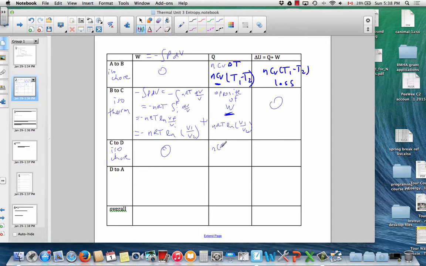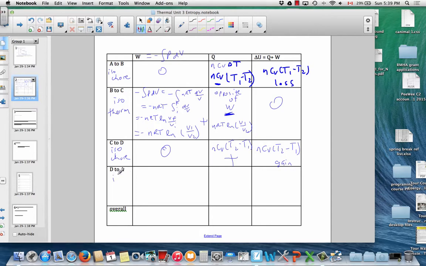Okay, C to D is once again an isochore, so no work is done, and the thermal energy transfer is nCV delta T again, so T final minus T initial. And because work is zero, the change in internal energy is just the same as the heat transfer. And because there's heat flowing into the gas because T2 is greater, there's going to be a gain in internal energy in this process. It's nCV (T2 minus T1).